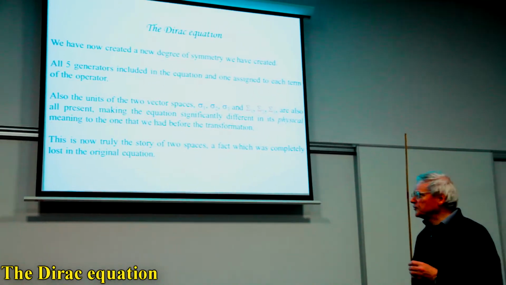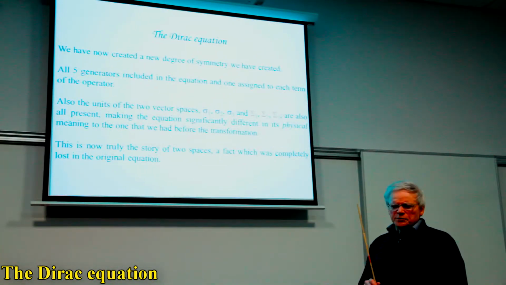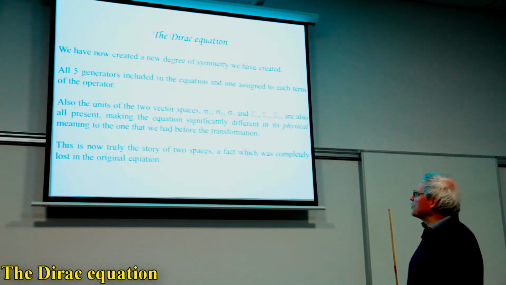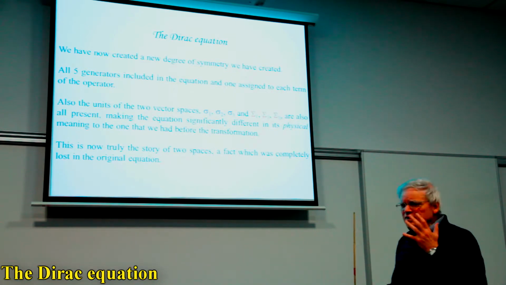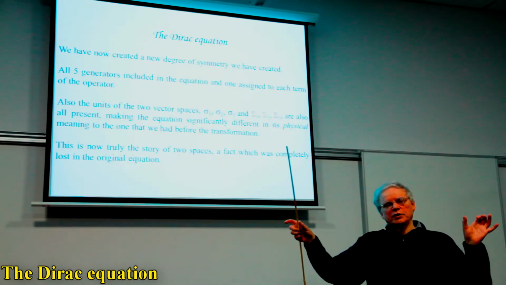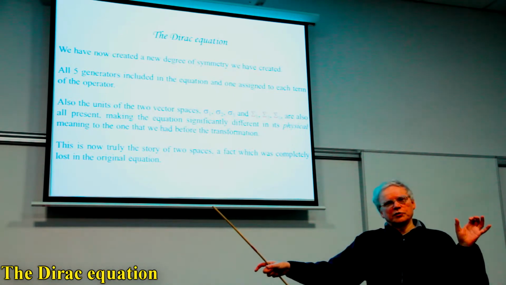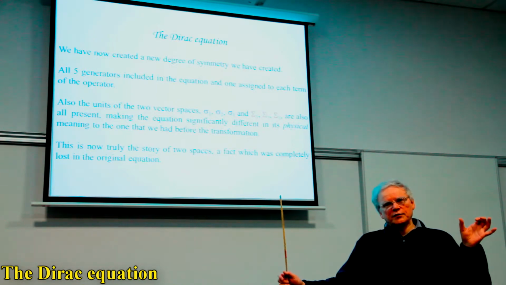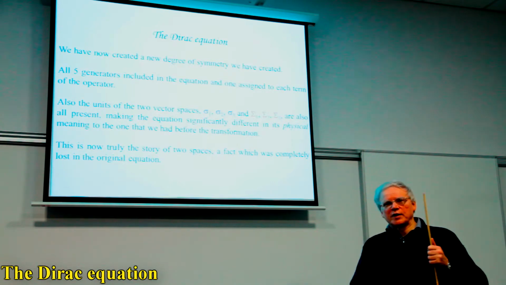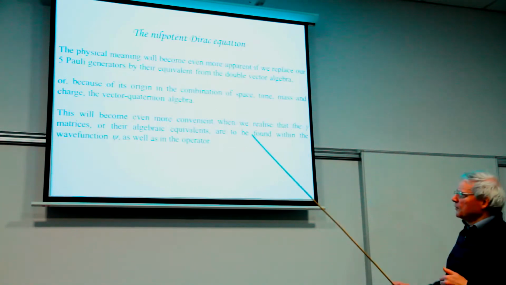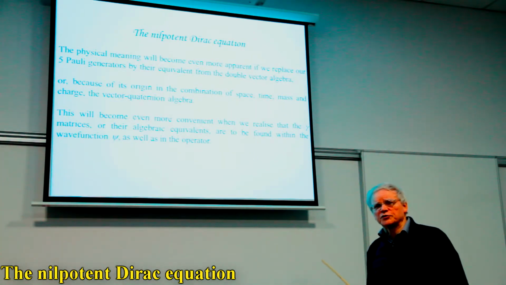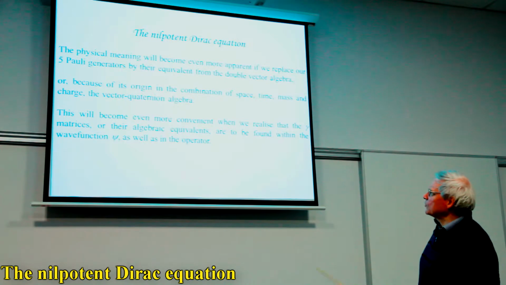This is a new degree of symmetry in the equation, meaning that the equation effectively has a somewhat different physical meaning to what it had before, because now we're saying this is really the story of two spaces. We've got the two lots of sigmas and the other two lots of sigmas, but both lots of sigmas are in the equation. In other words, all the bases of the spaces are in that equation, and they weren't before. And of course, the physical meaning will become even more apparent if we replace those sigmas by i, j, and k. The double vector algebra.